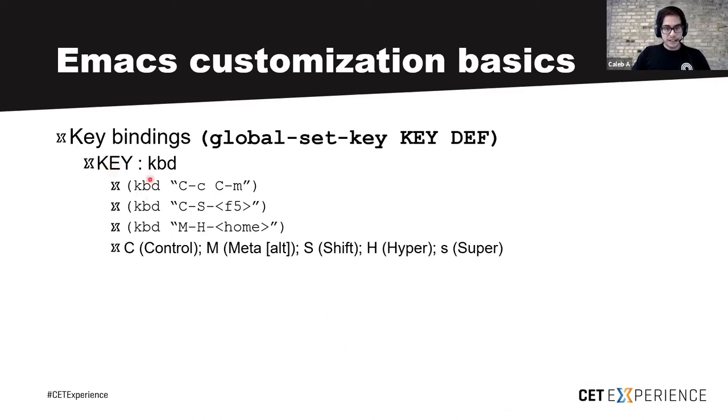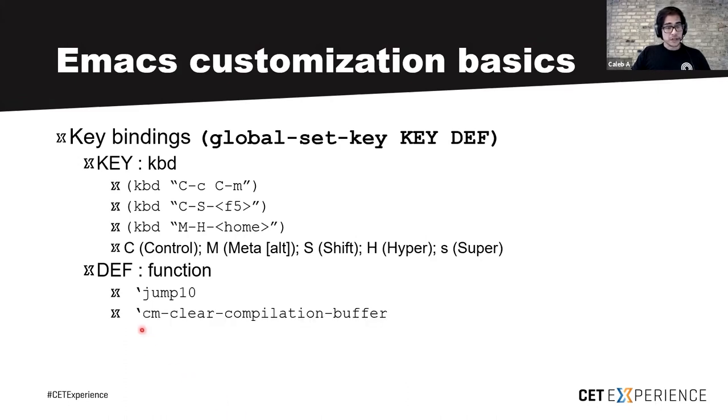So that is the key portion of the argument. And then there is a def portion. This is essentially the function that you want to run when those key commands are pressed. For example, we have the jump 10, from the previous slide. You can call CM specific functions, like CM clear compilation buffer, which I know a lot of developers use quite regularly, so why not make a key binding for it?